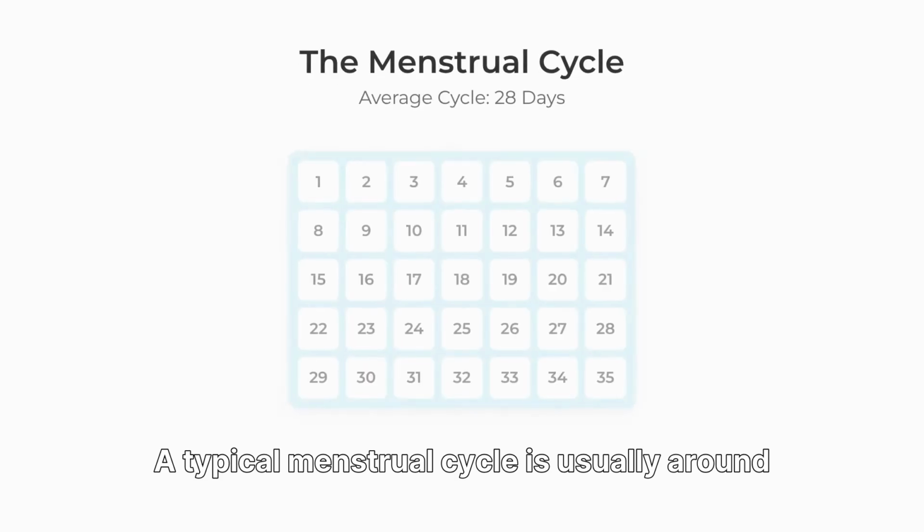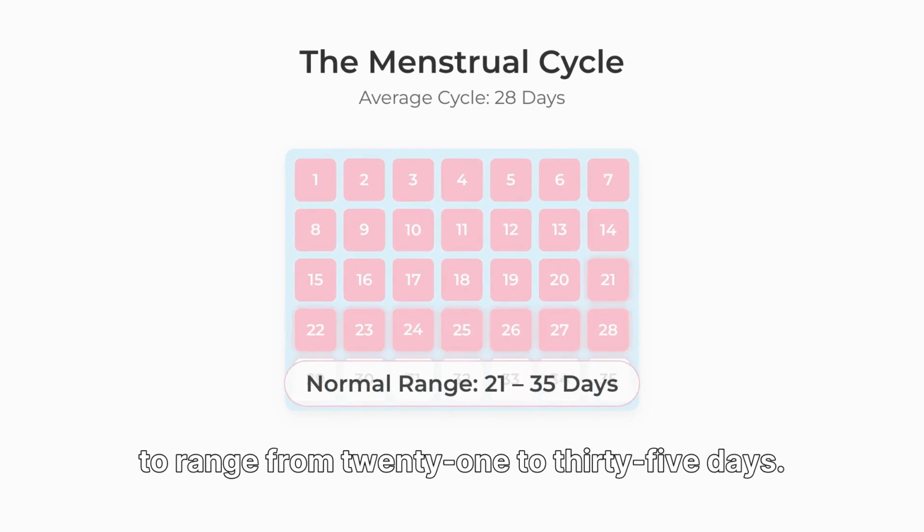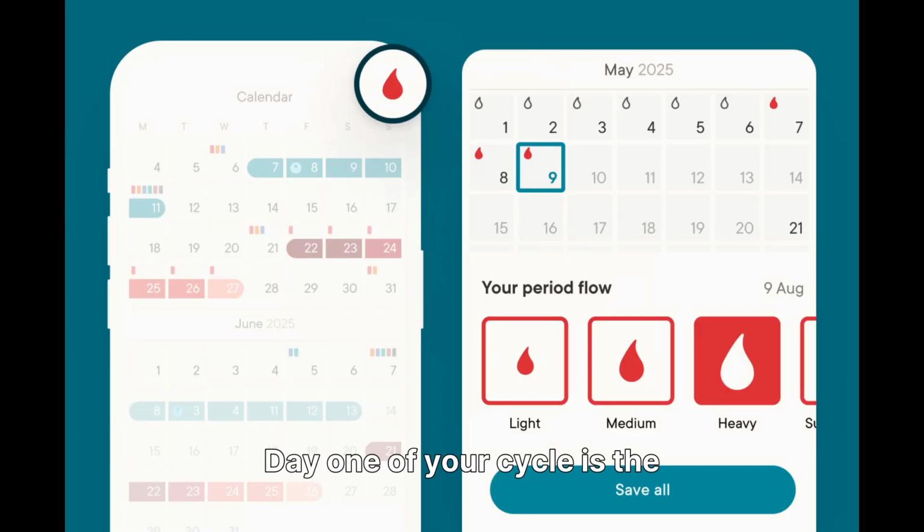A typical menstrual cycle is usually around 28 days, but it's normal for it to range from 21 to 35 days. Day 1 of your cycle is the very first day you start your period. This is the most important anchor for all our calculations.